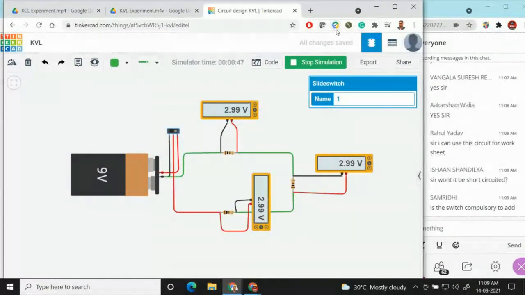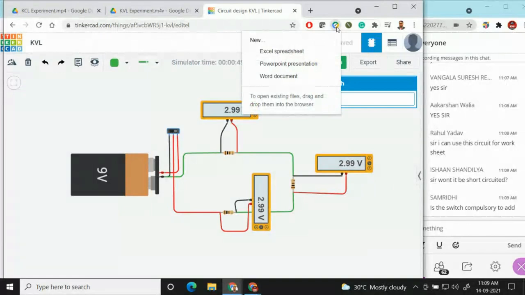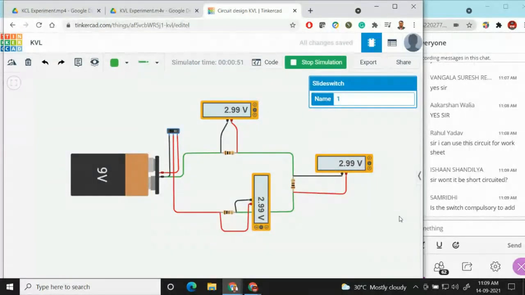So what is the calculation part right here? Sum of the EMF plus voltages should be equal to 0. So 9 volt minus 2.99 volt minus 2.99 volt minus 2.99 volt is equal to 0. So if you sum up all those voltages, that will be equal to 0. So that will verify our Kirchhoff's voltage law.